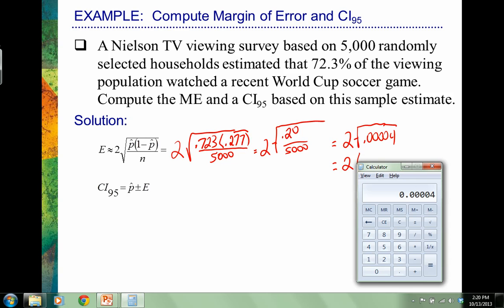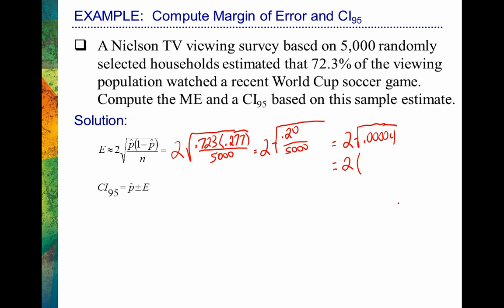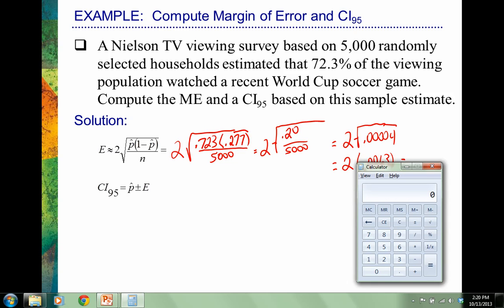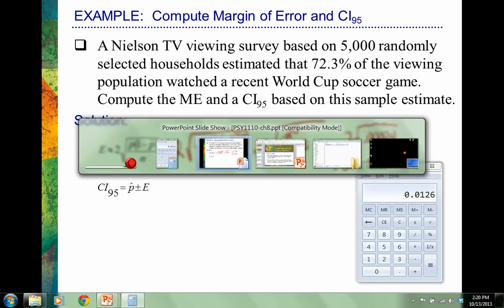I've already got it in my calculator. We'll hit our square root button. That equals 0.0063. Let's use that, 0.0063. So 2 times 0.0063. And let's figure out what that equals really quickly. So 2 times 0.0063 equals 0.0126. We'll round that to 0.013.